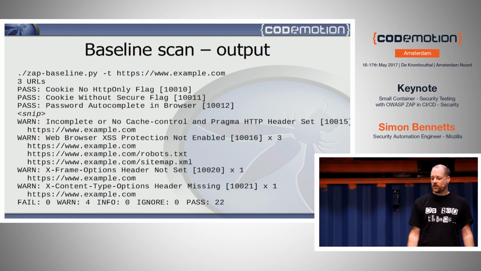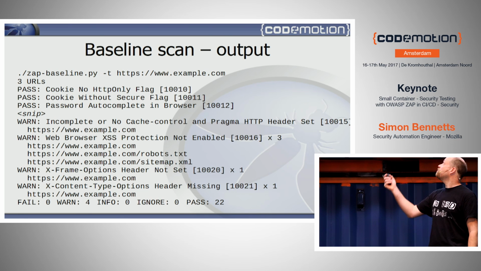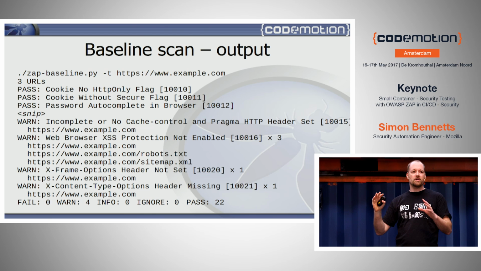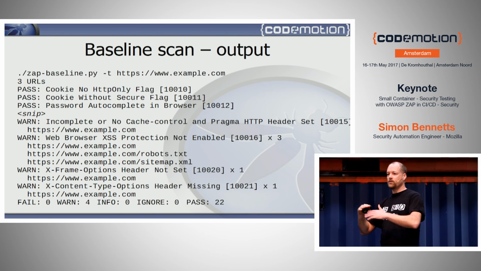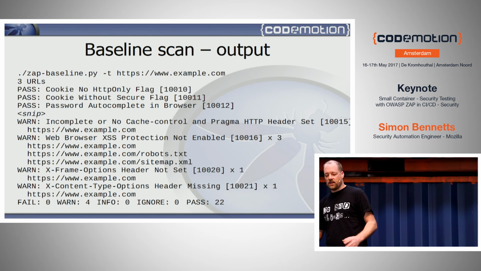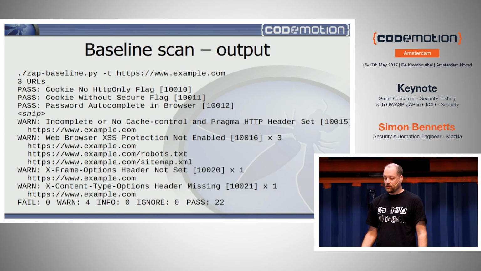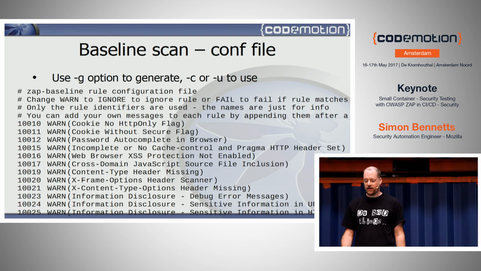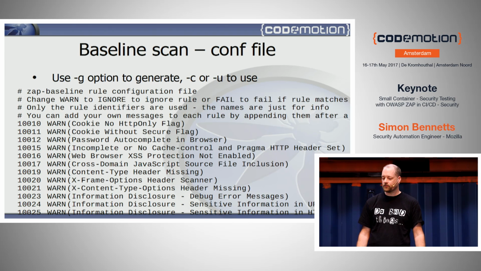So this is a kind of summary of the output. Running against example.com, feel free to do that. It'll tell you how many URLs it's found, then it'll tell you all the ones that pass, and then by default, it'll tell you all of the tests that fail, and it'll give you a summary at the end. So we can see at the bottom, we actually get 4 warnings and no failures. By default, it warns on everything.